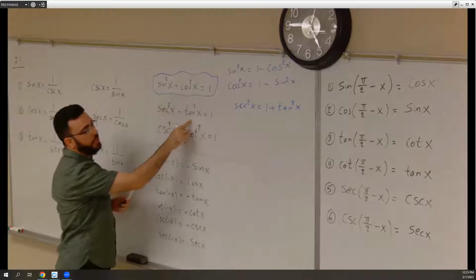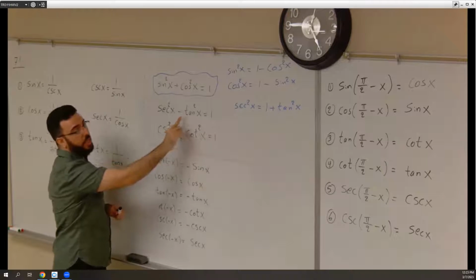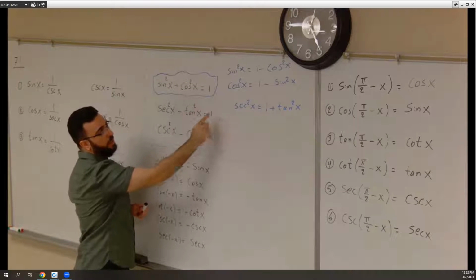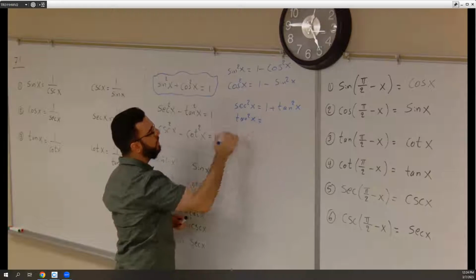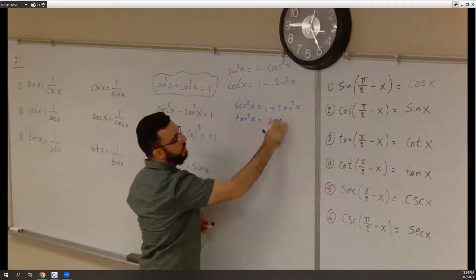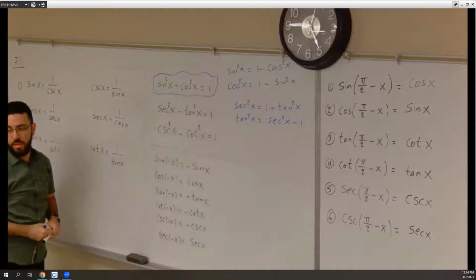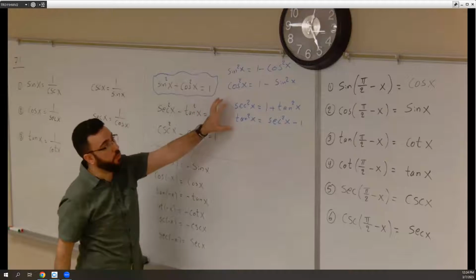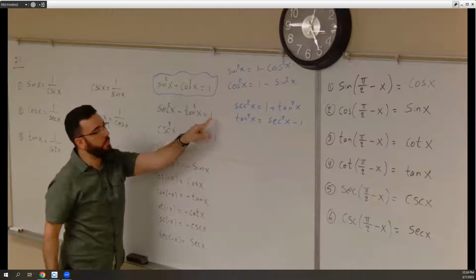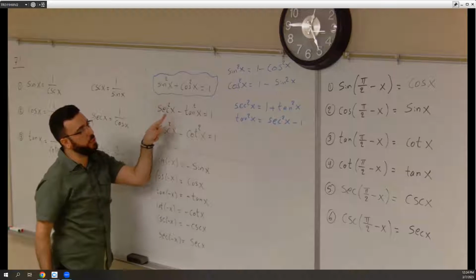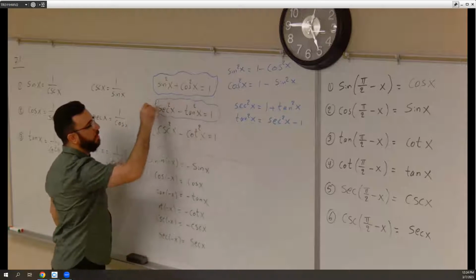If I need to find the tangent, it's negative. That means I need to move the tangent here to become positive and move the 1 here. That means tangent square x is going to be secant square x minus 1. So you just have to know this rule. You don't have to memorize these separately, because when you move this one it becomes positive, and moving the 1 here makes it negative, so it's secant square minus 1. Okay, so again, this is the second important rule.